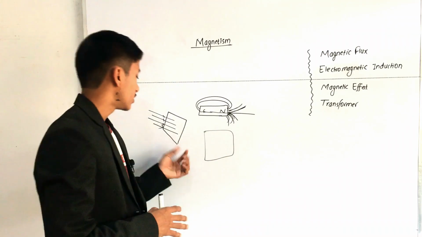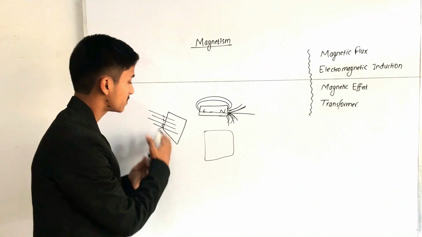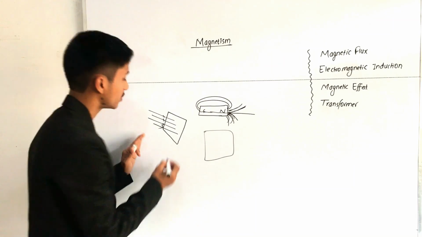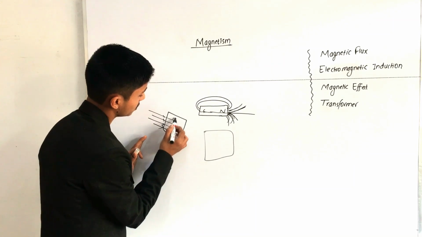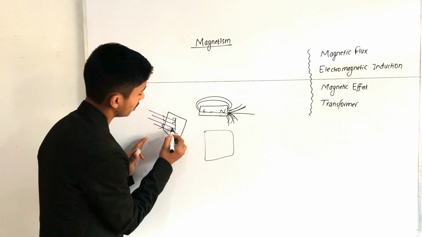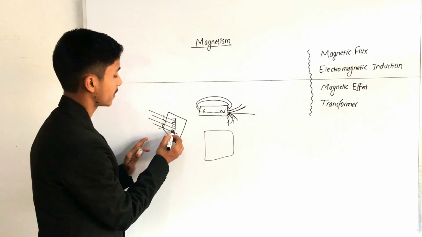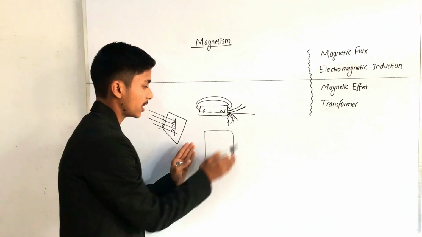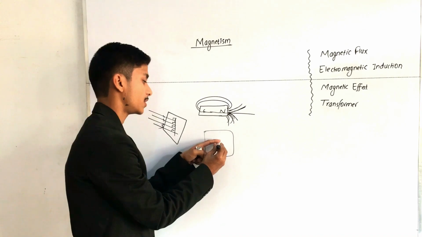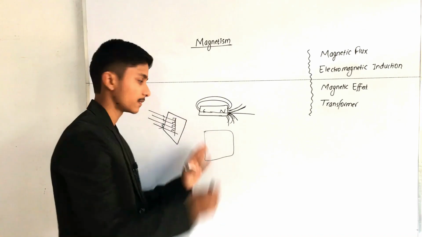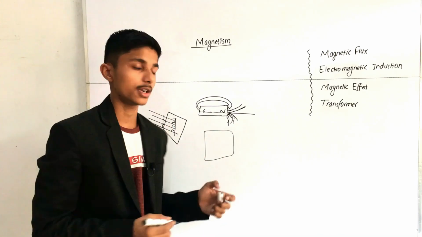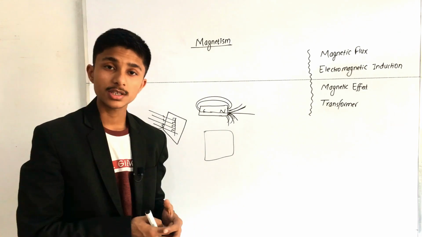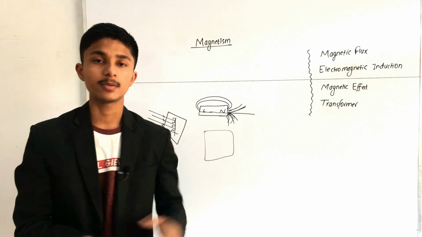When magnetic flux is passing, it always falls perpendicular to the surface. This is the surface, and it always falls perpendicular. For example, these are magnetic lines, and when they fall on the surface, they fall perpendicularly, making 90 degrees. So we can define magnetic flux as the number of magnetic lines of force that fall perpendicularly on a surface having unit area.